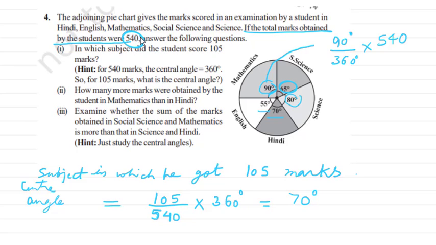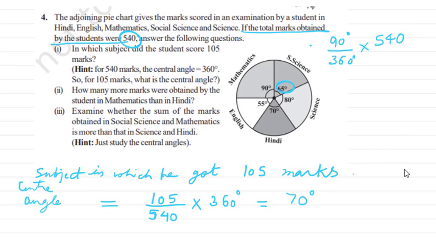Now you can see in which subject he is getting 70 degrees. That answer is Hindi. So in Hindi he is getting 70 degrees. So this is the answer. This is the easiest way, but you can proceed with the first method also.